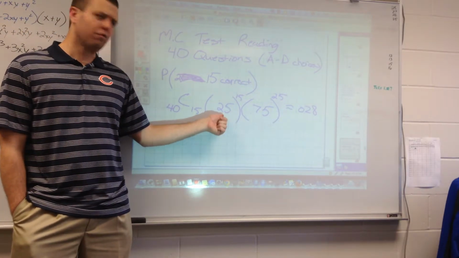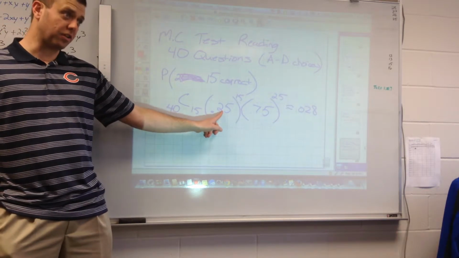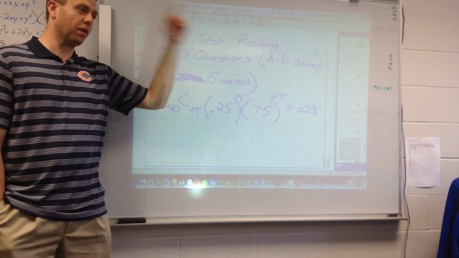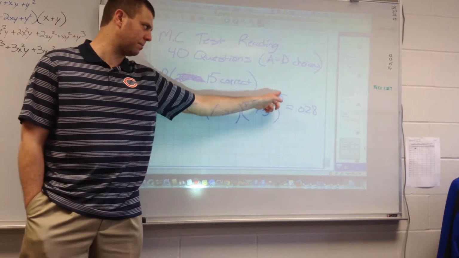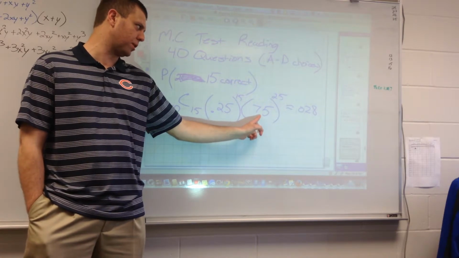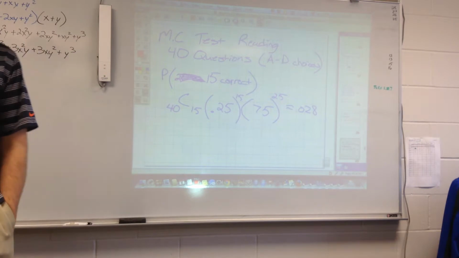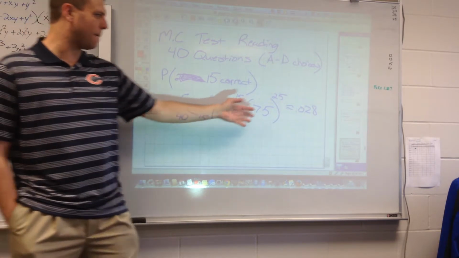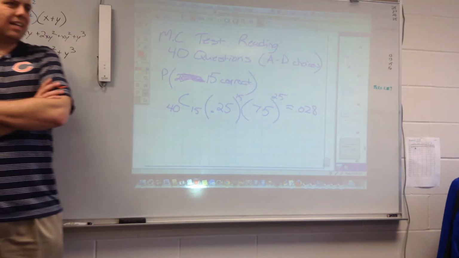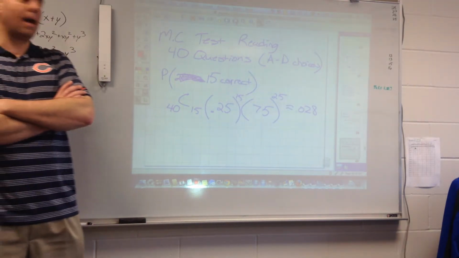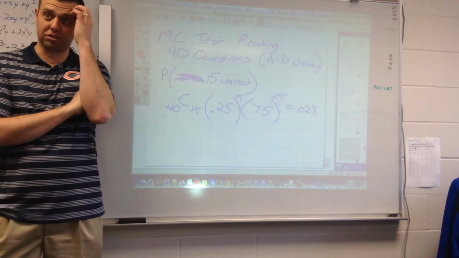Now, why did I do 0.25 to the 15th power? 25% of it getting it right, and you're getting 15 right, and we want to know how likely it would be to get 15 correct. But if we get 15 correct, then we have to be getting 25 of them wrong. The probability you get a question wrong is 0.75 raised to the 25th power. And then we did that, and we got about 2.8%. So it's highly unlikely that by guessing you would get 15 out of the 40 questions correct.